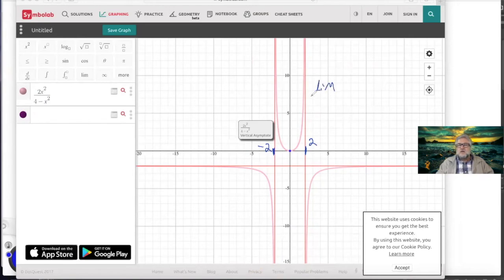the limit as x approaches 2 from the positive side of 2x over 4 minus x squared. This is going to give us negative infinity because we're going to divide by 0, but we're going to be on the negative side here. Okay? So think about this as if x was equal to 3. 4 minus 3 squared is 9. 4 minus 9, that's a negative number. So at 3, we're down here at a negative number.